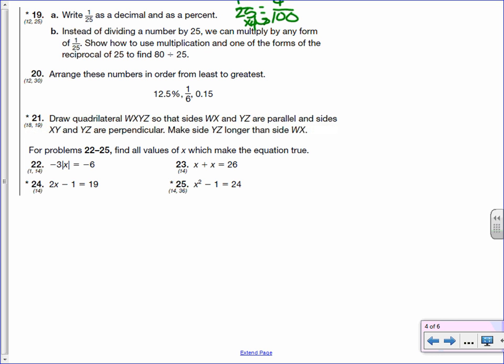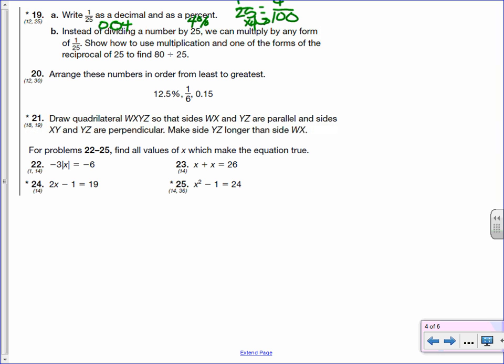So as a decimal, that's 0.0 in the tenths, 4 in the hundredths place. And then 4 hundredths as a percent is 4%. Anything when it's written over 100, the numerator is the percent.